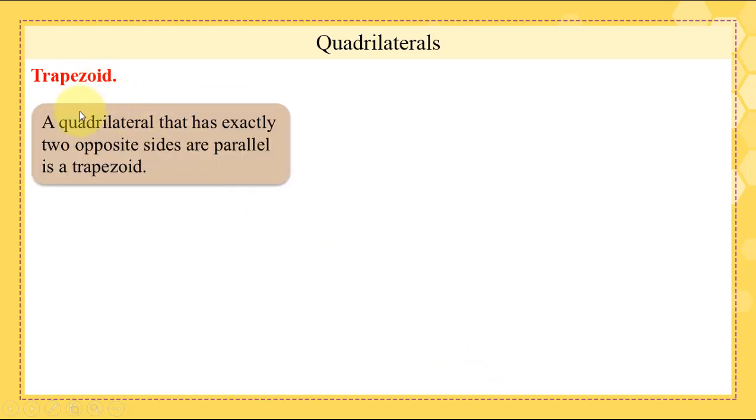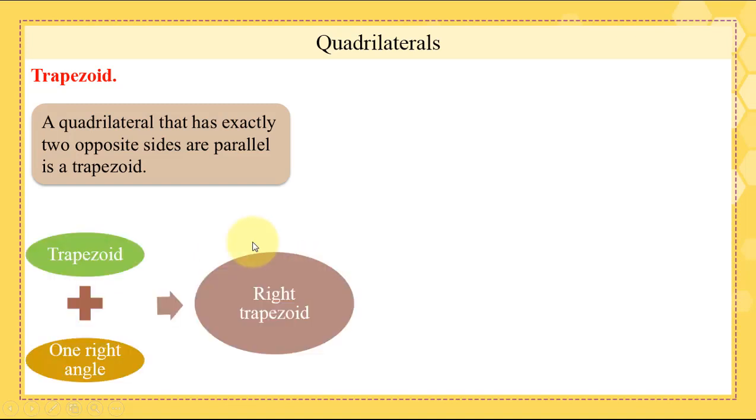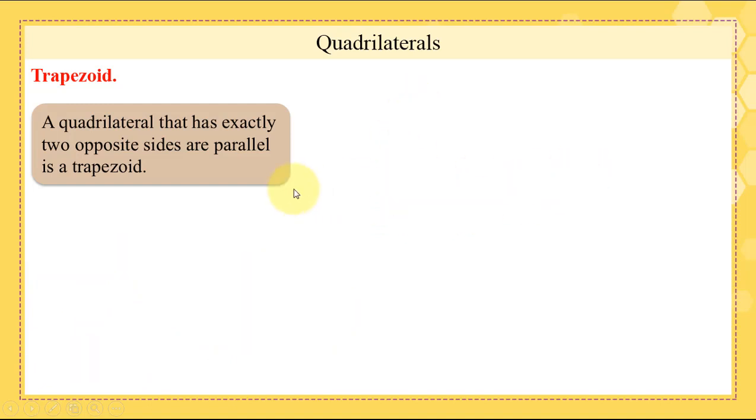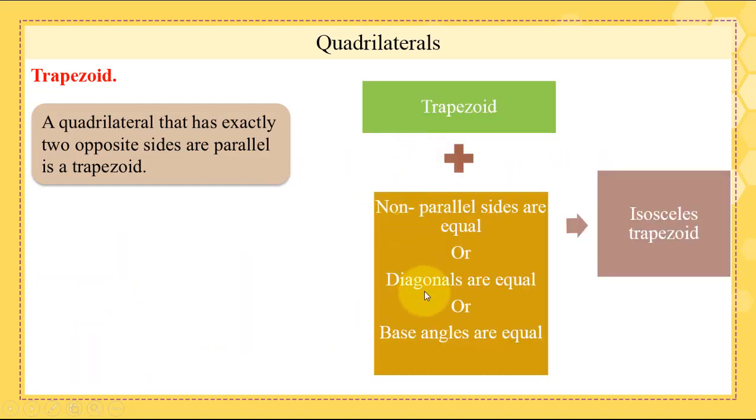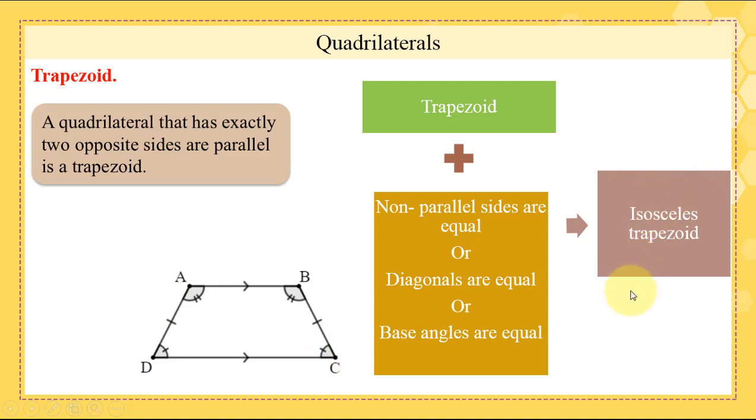Quadrilaterals. First, a trapezoid is a quadrilateral that has exactly two opposite sides parallel, AB parallel to DC, and AD and BC not parallel, they are the legs. Trapezoid plus one right angle is a right trapezoid. Also, if you have a trapezoid plus one of these additional properties, non-parallel sides are equal, AD equal to BC, or diagonals are equal, AC equal to BD, or angles at a base are equal, A equal to B or C equal to D, then this trapezoid will be an isosceles trapezoid.